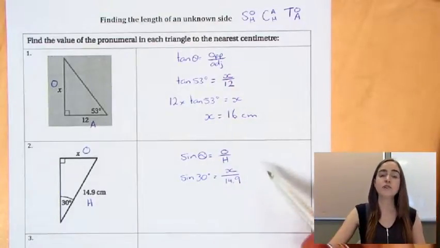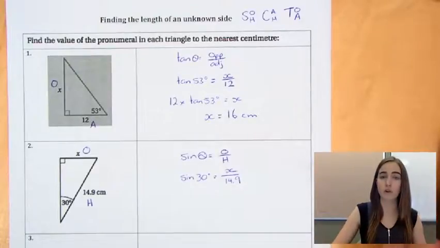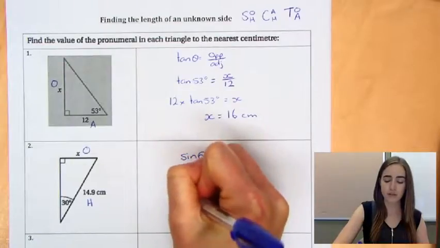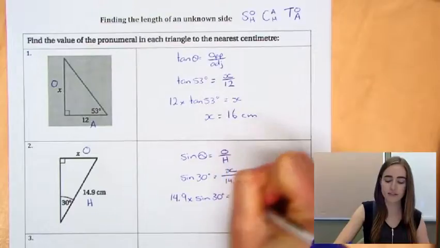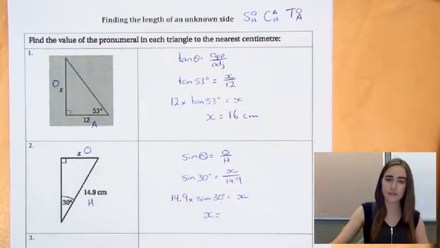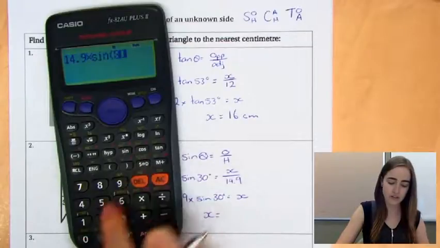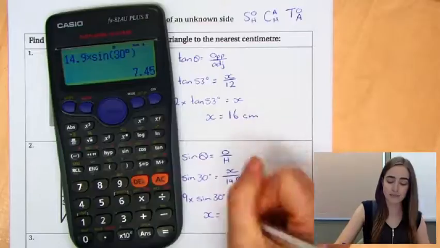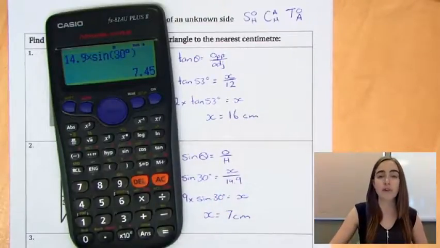Then to get the x on its own, we need to get rid of that divided by 14.9, so we're going to do the opposite. We're going to times by 14.9. We're going to have 14.9 times sine 30 degrees is equal to x. So that means that x is equal to 14.9 times sine 30, which to the nearest whole number would be 7 centimetres. So that's just two examples of how we can use trig to find the unknown side in a triangle.